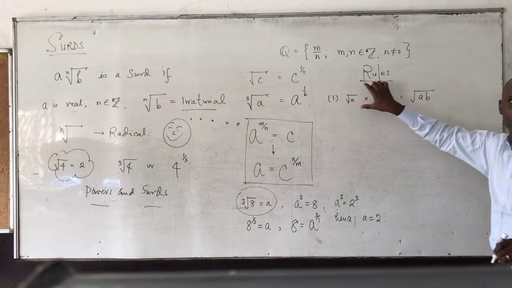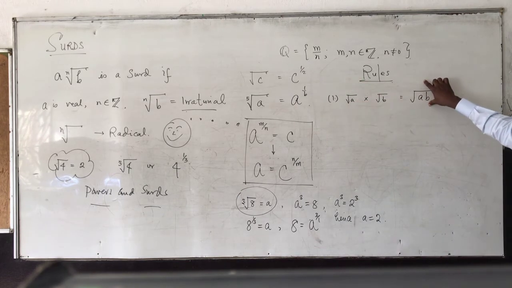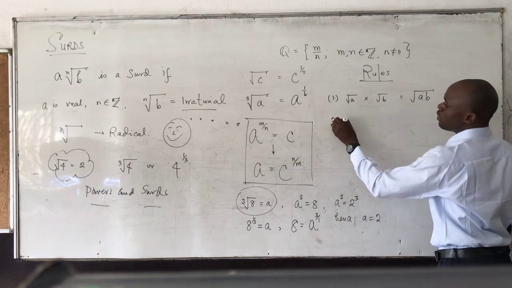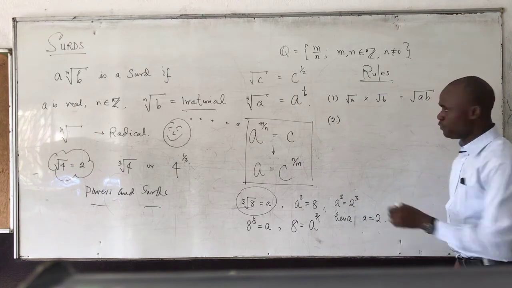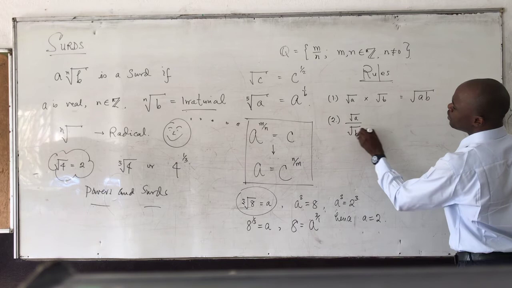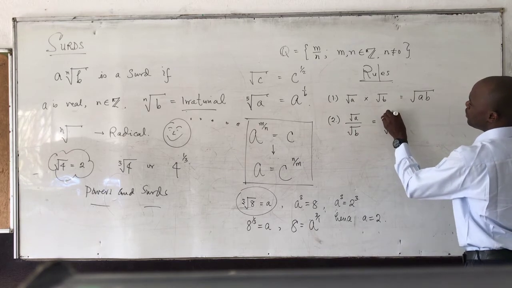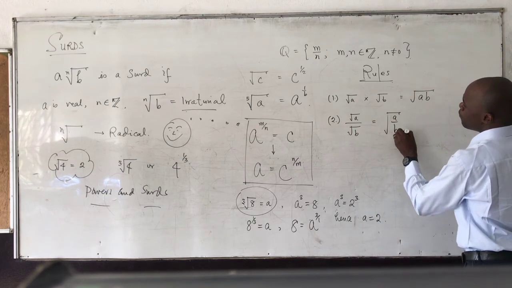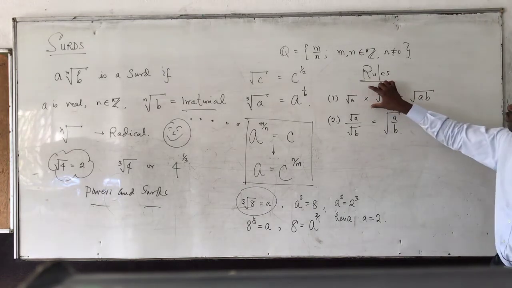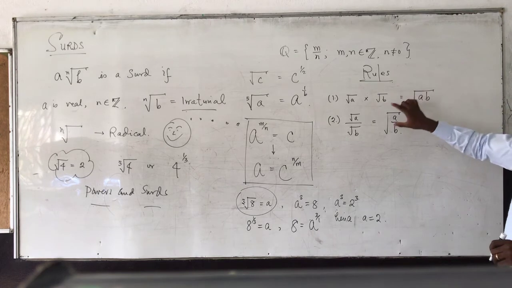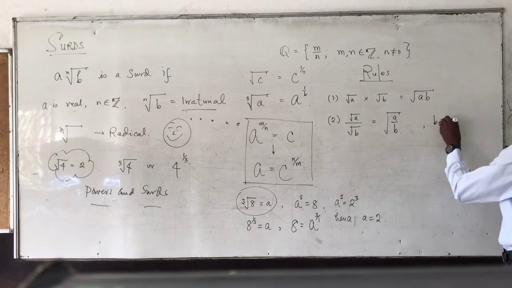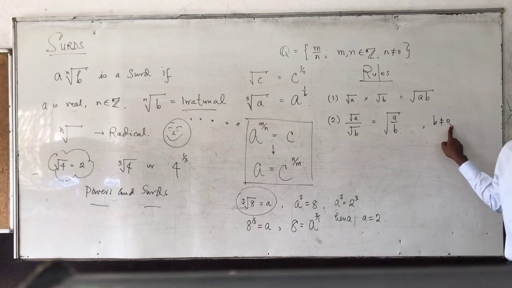So you can multiply 2 radicals and have a single radical, and the same thing with division. You can divide 2 radicals to have this. So this is permitted. You can multiply 2 radicals like a single radical. You can divide 2 different radicals to have that, but b is not permitted to be 0.